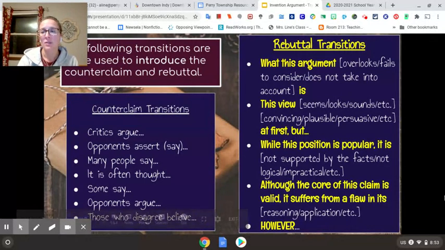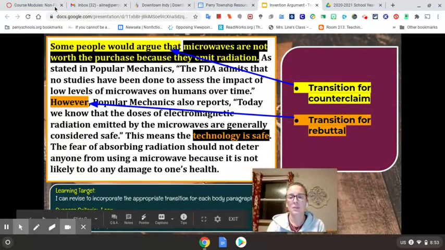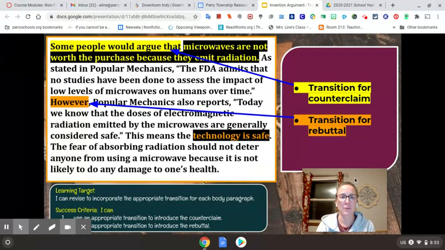All right, so this is what they look like in action. So this is that counterclaim and rebuttal paragraph. So I chose to use the some people would argue that. Okay, that's my transition to the counterclaim. And when I say some people would argue that, that means I am introducing the opposite view, that counterclaim. And again, we have the microwaves are not worth the purchase because they emit radiation. All right, that's my counterclaim. And then, of course, I have my evidence to prove that.